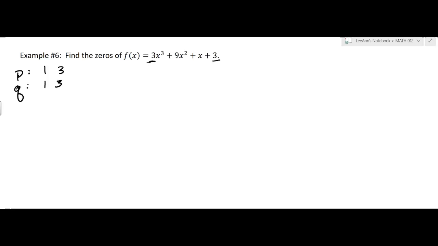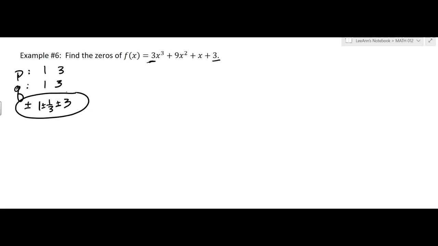So you're going to have 1 over 1, 1 over 3, 3 over 1, and 3 over 3, which is 1, right? Okay, so I think I did them all. Plus or minus. Squeeze that in. Now, so there are 6 possible rational zeros, okay?